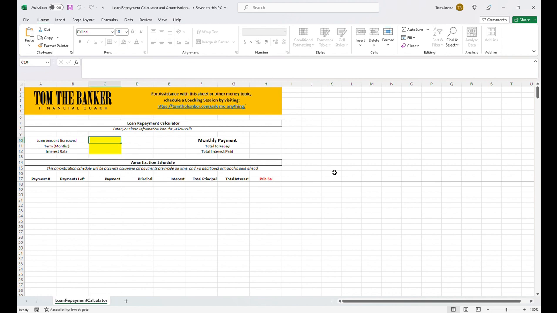With any of the other spreadsheets that you see, I always use yellow cells to determine the variables that we're going to input. And then we'll have some output information that pops up down below based on what you enter.